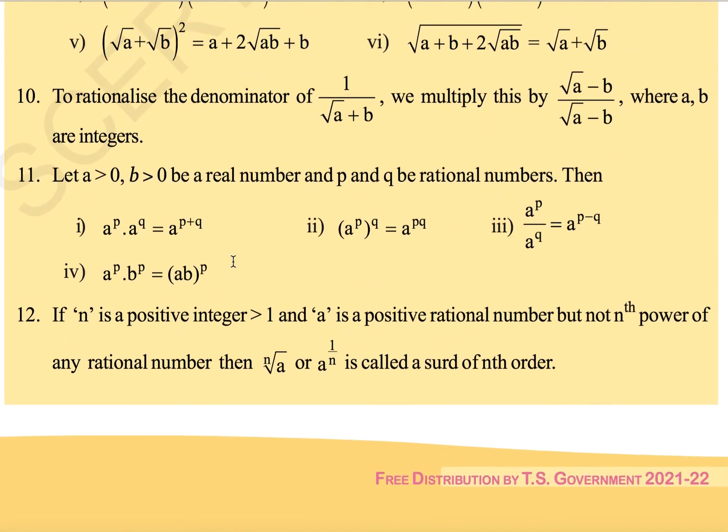If n is a positive integer greater than 1 and a is a positive rational number but not the nth power of any rational number, then nth root a or a power 1 by n is called a surd of the nth order. That's it, guys. We'll meet with the second chapter in the next class. Okay, thank you.